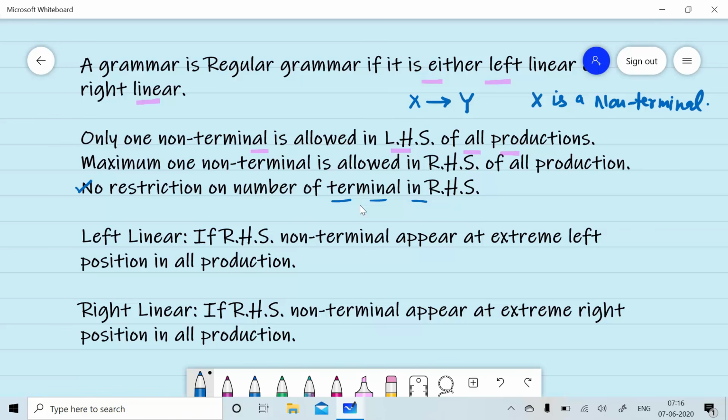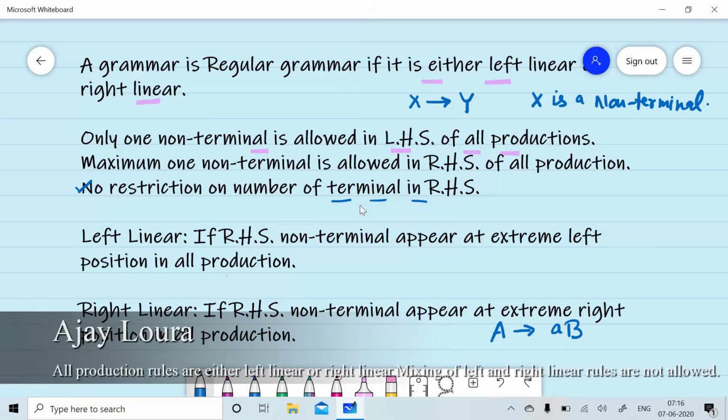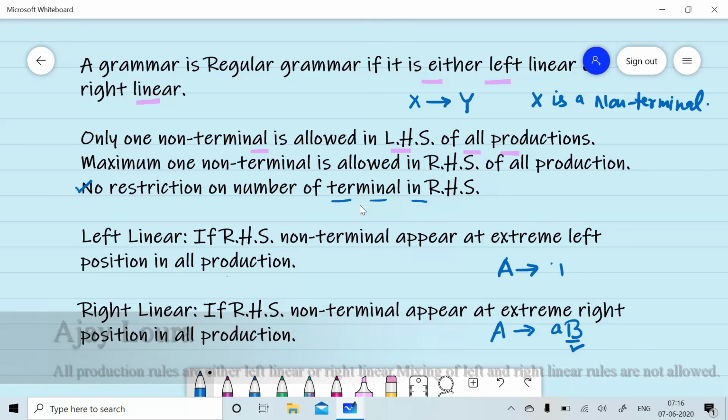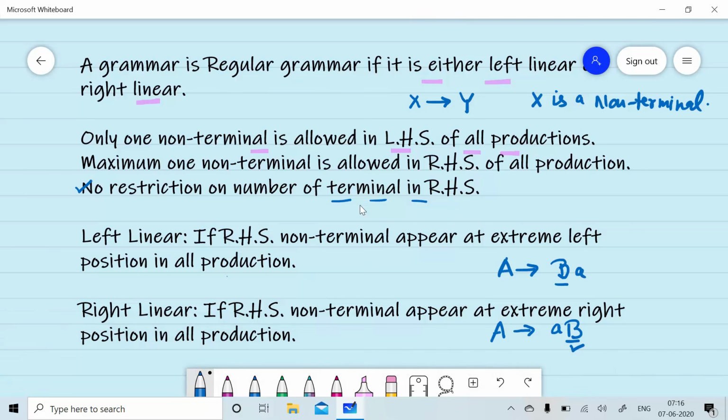In left linear grammar, the right-hand side non-terminal appears at the extreme left position in all productions, whereas it appears in the extreme right position in right linear grammar. For example, A gives aB. This B is appearing at the extreme right position, whereas in left linear, in the right-hand side, the non-terminal will appear at the extreme left position.